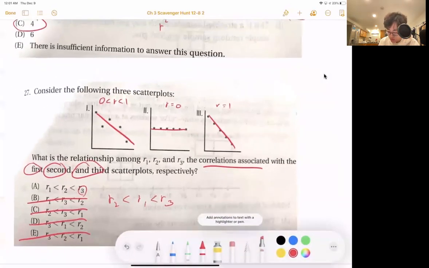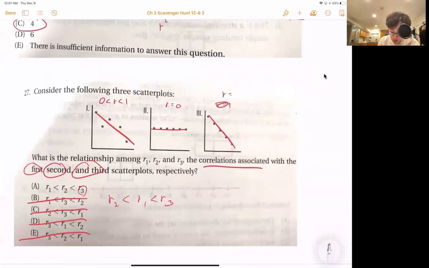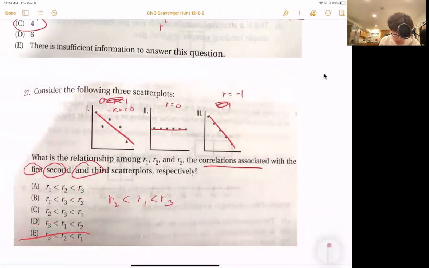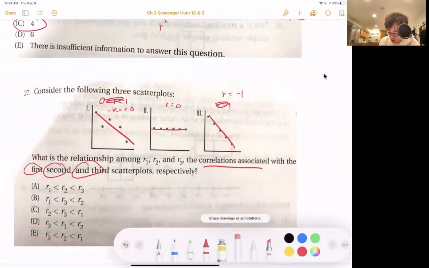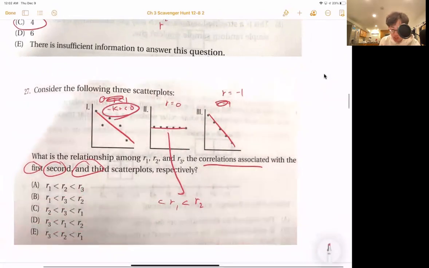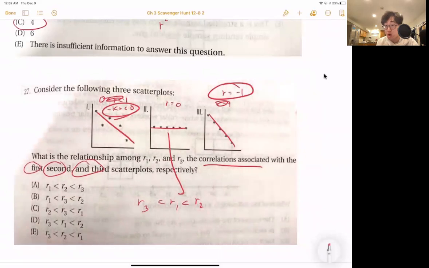Oh, I'm sorry. This is my fault. This is supposed to be R is equal to -1. This is between -1, R, and then this is 0. So what that means is it actually gives me the highest value of R for R2. And then it should be R1 because that's somewhere between -1 to 0. And then the R3, which has a -1. Technically speaking, the strength of it is the strongest, but the value is the lowest. So that's D for 27.